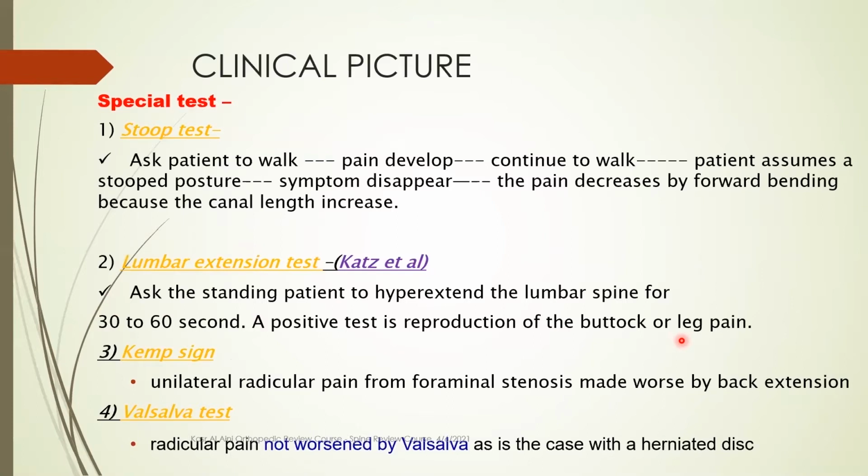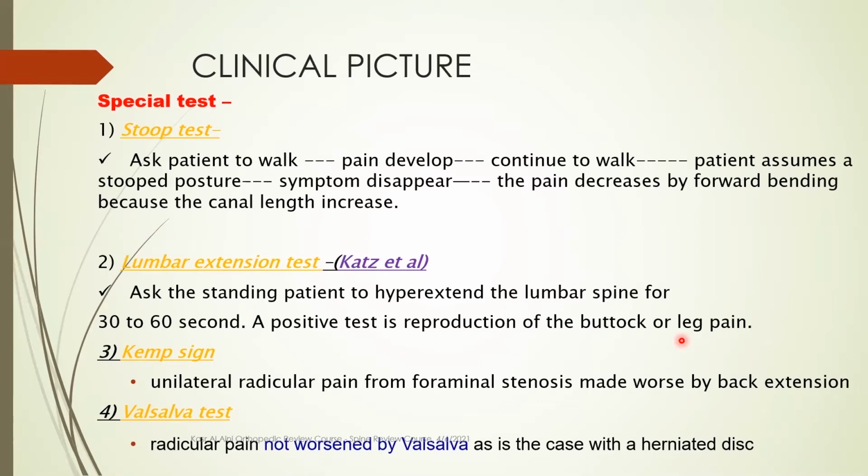Special tests. Stoop test: ask the patient to walk till pain develops, then continue to walk. The patient would assume a stooped posture, and the symptom will disappear. Lumbar extension test: extend the patient's lumbar spine for 30 to 60 seconds. A positive test is reproduction of buttock or leg pain.